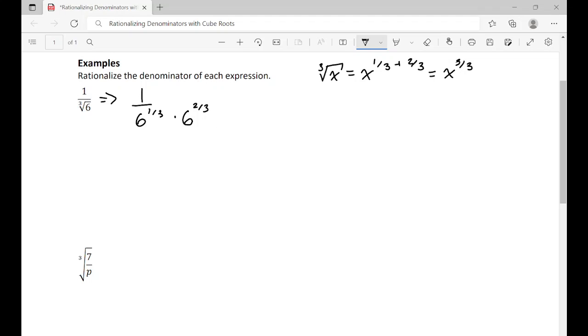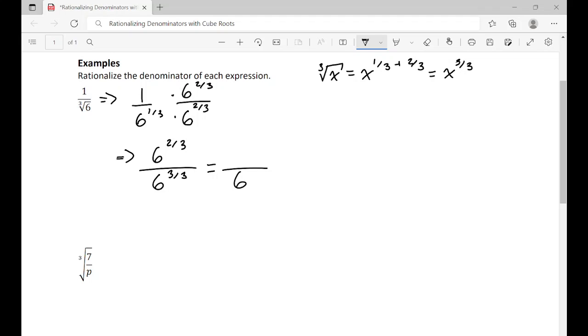But I can't just do that to the bottom. I have to do it to the top as well, because I need my expression to be balanced. So I'm going to multiply the top by 6 to the 2/3 as well. So when I do that, 1 times 6 to the 2/3 is just going to give me 6 to the 2/3. And the bottom, I'm going to get 6 to the 3/3, which is good, because 6 to the 3/3 is just going to give me a 6. The denominator no longer has a radical in it, so I'm happy.